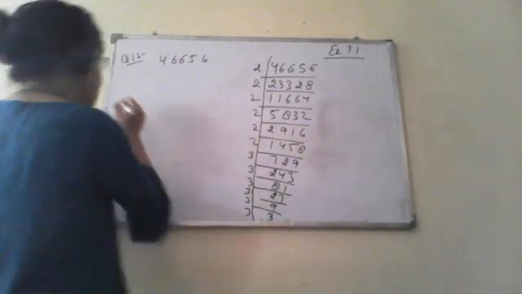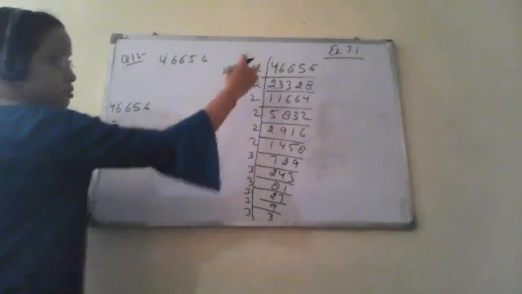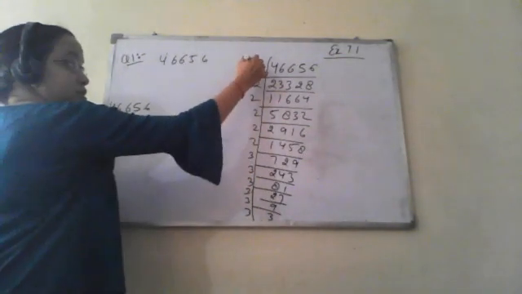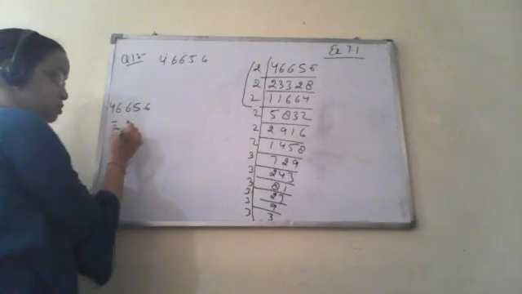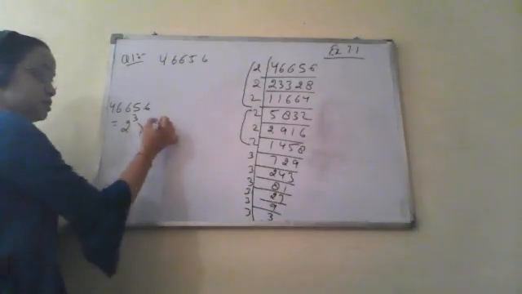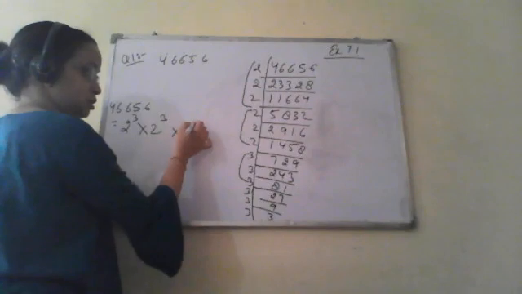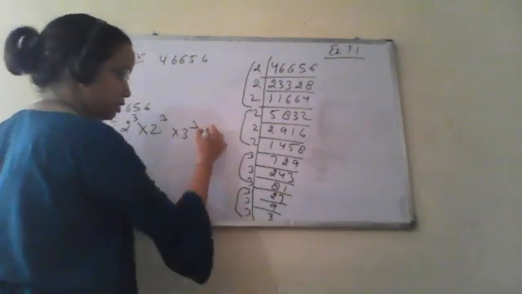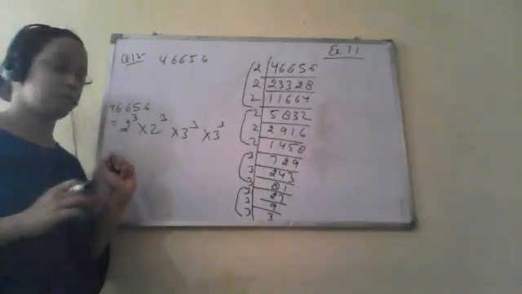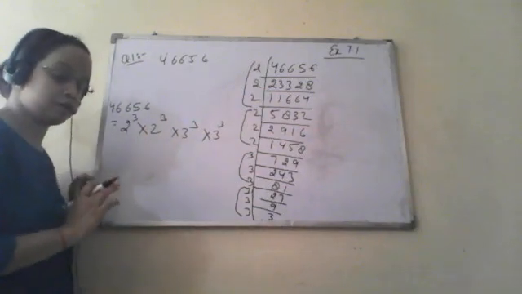So this 46656 can be expressed as 2 raised to power 3, this is one complete triplet, this is 2 cube. And this is one complete triplet of 3, and this is another complete triplet of 3. So every number is expressed as complete triplets, that is 2 cube into 2 cube into 3 cube into 3 cube. So this is a perfect cube.